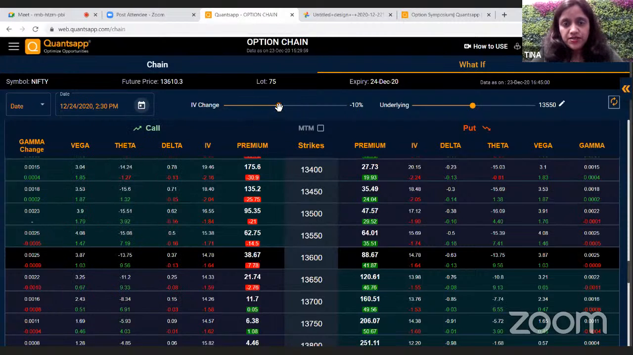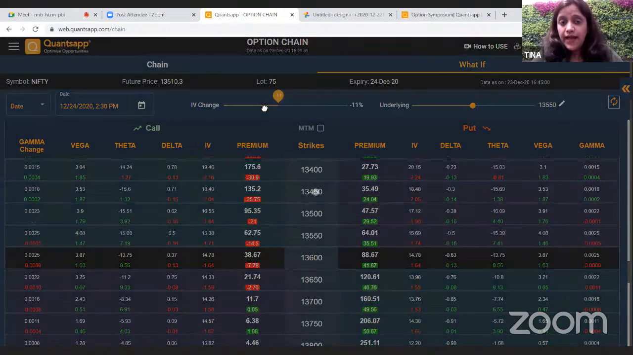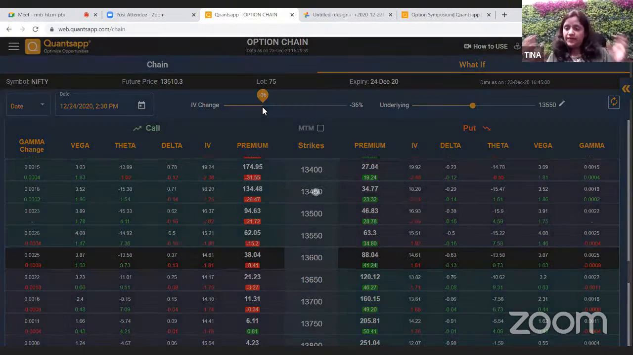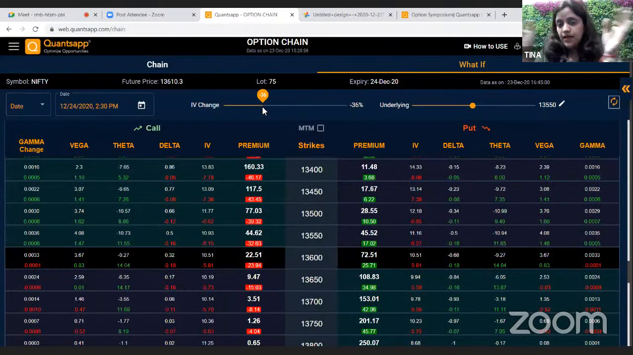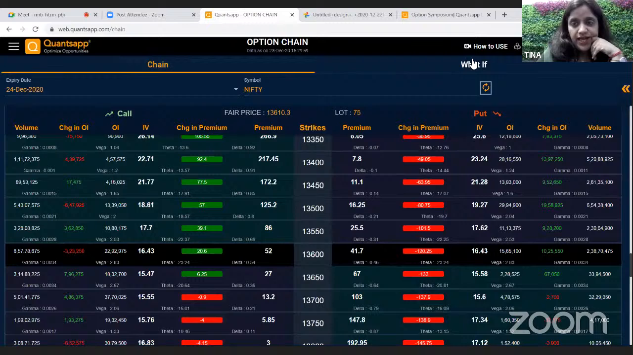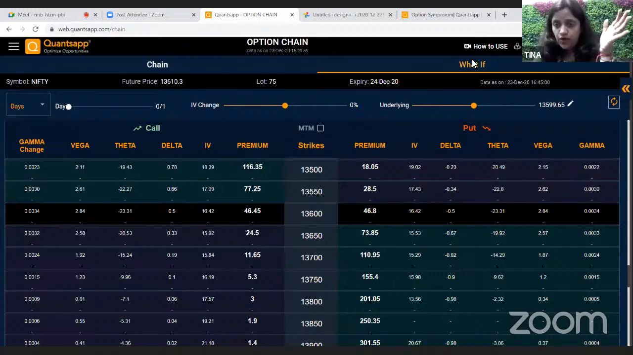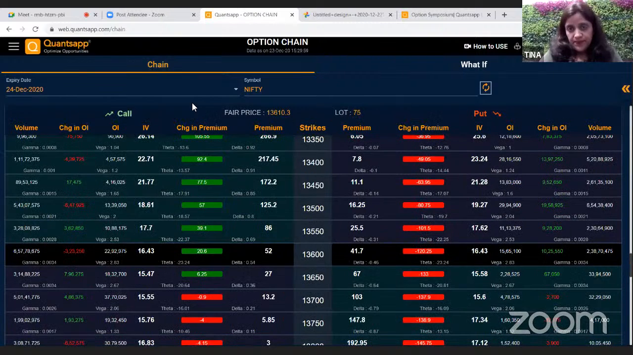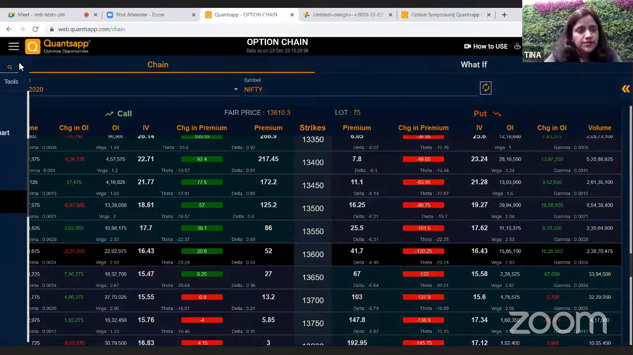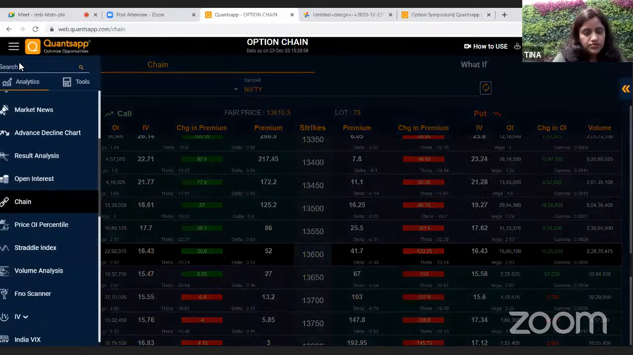So if you change the IV, as you come closer to the expiry, everything moves on to the intrinsic basis. IV becomes less and less important. Everything moves on to the intrinsic basis, right? So option chain and chain what-if helps you understand, price-wise, how things would move on, how the premiums will change because of the change in underlying, because of the change in IV, because of the change in days, right? Now, as an expiry trader, something more interesting is also to look at the straddle index.